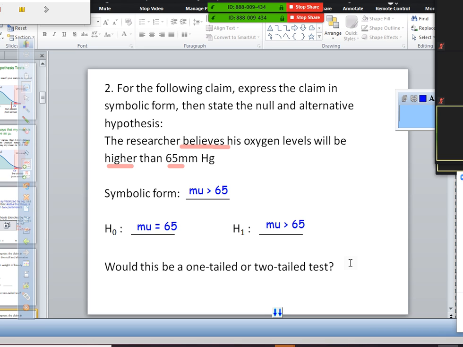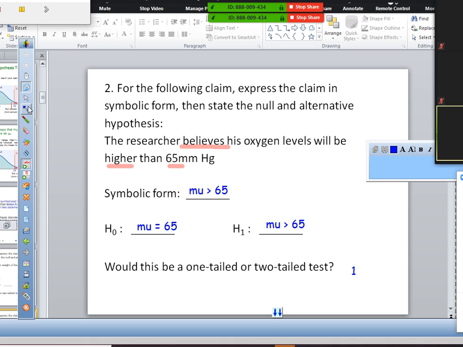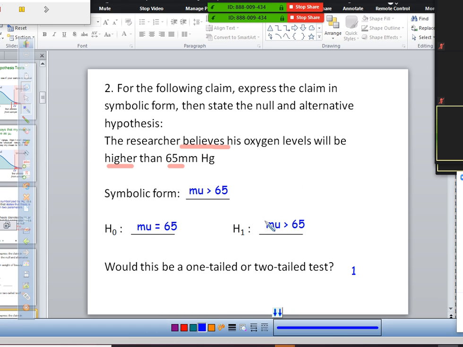Is this a one-tailed or two-tailed test, guys? Which one is it? One-tailed. Good, nice job. Perfect. So you'll notice, and this is interesting, that most of the time my claim will be H1, whenever my claim is greater than, less than, or not equal to. And very often that is what we're trying to prove.